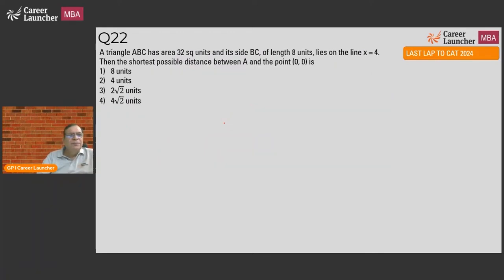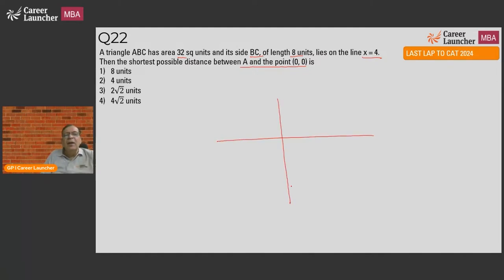Triangle. Geometry. Let's see what it is. A triangle of area 32 square units and side BC of length 8 units lies on x equal to 4. Then the shortest possible distance between A and 0,0. I will do this question. That's a round 1 question. It should be solved by making a figure. I know many people will leave it because it looks like trigonometry, but what the hell? We'll do the question, na?